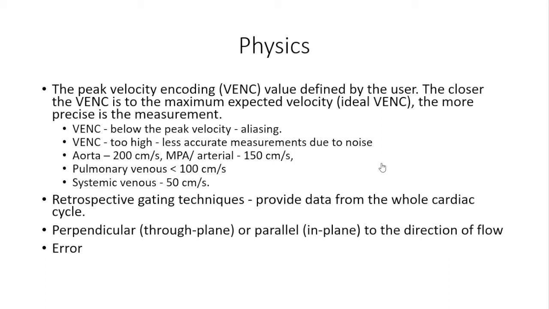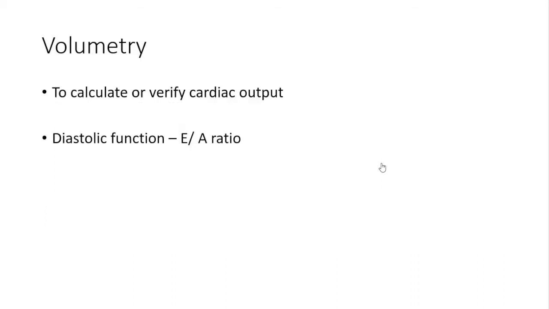While acquiring the sequence, we have to be careful that the plane is exactly perpendicular to the direction of flow so as to give us a round circumference, because any change in angle of acquisition gives rise to errors. Let's see some of the applications of the sequence.